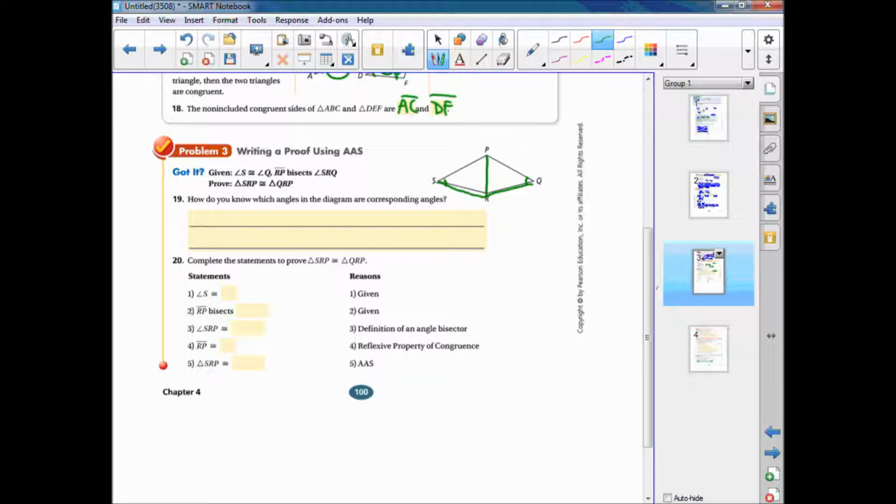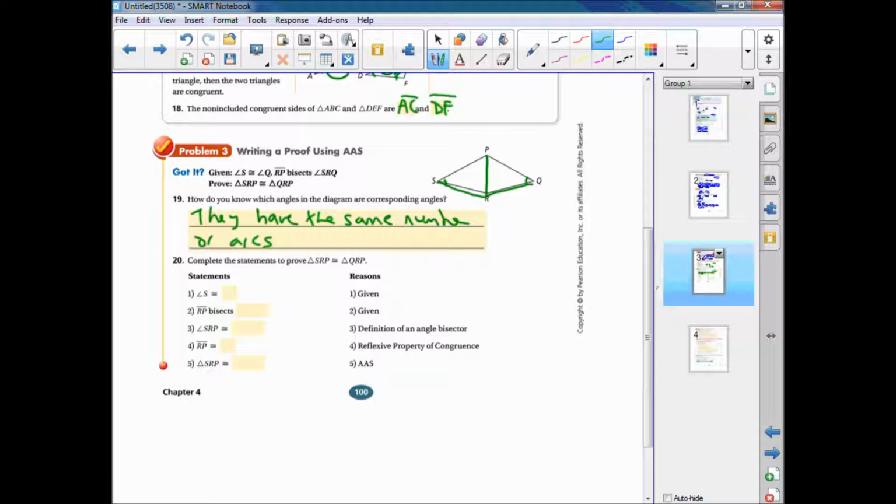So how do you know which angles in the diagram are corresponding angles? All right. So you should have something like this. They have the same number of arcs on them. Okay. So when we're looking at angles in a triangle, we want to see who has the same marks, the same number of arcs, so we can see which are corresponding to each other. All right, so let's complete our proof here.